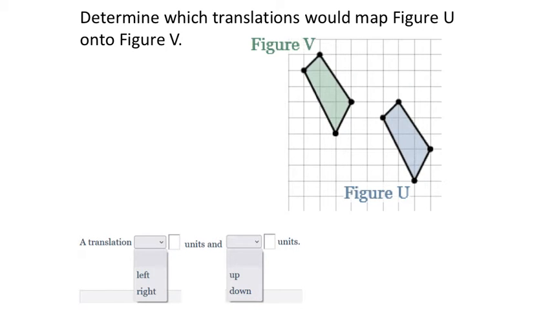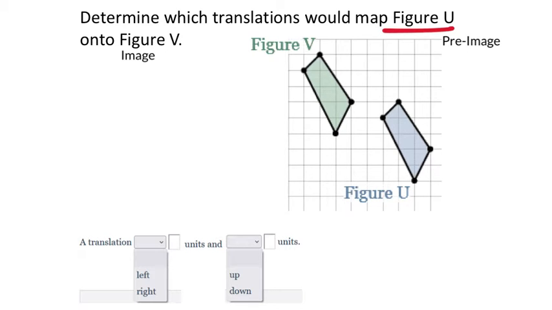So we see this one sets up the same, but you can look at corresponding points where you can figure out which one is the image and pre-image. Okay, but what I can see is that it says determine which translations would map, again, that's moving, figure U. So this means figure U, that's what we're starting with. This is our pre-image. Onto figure V, which means that that's the figure we get after the movement has taken place. So this is our image.